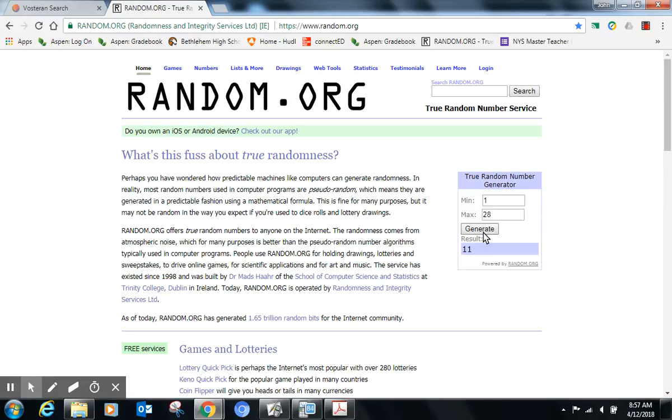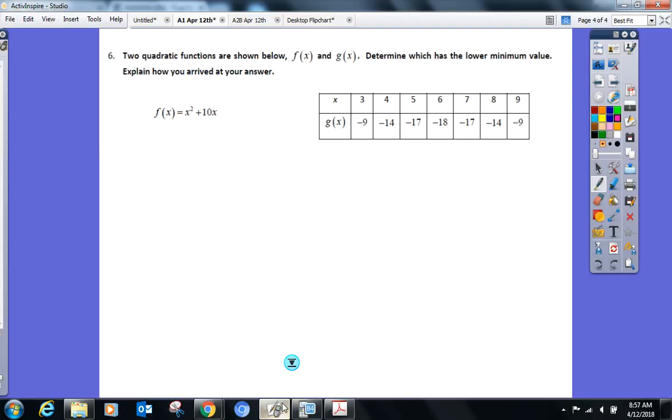Who's got 11? You get the easy one. Go to the g of x table. What's the minimum value for that table? Minimum value. Negative 9 for the table. What's your minimum number? The smallest one up here.